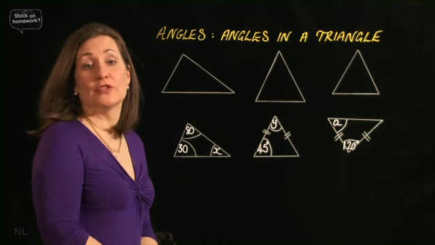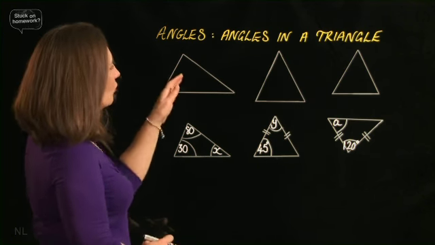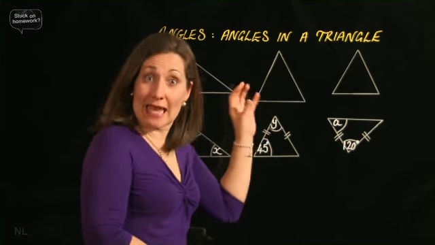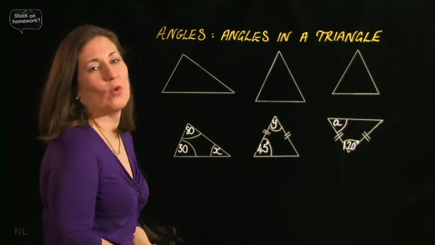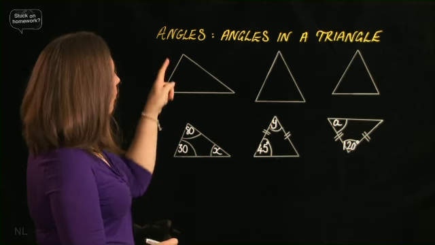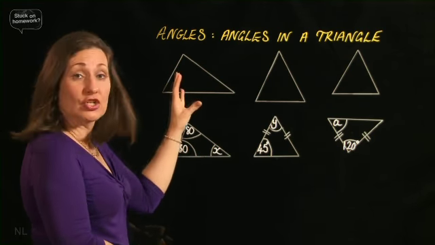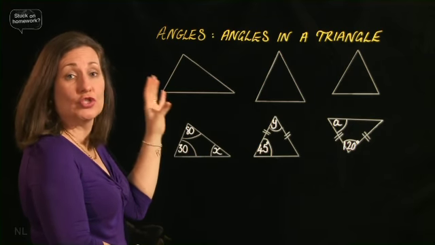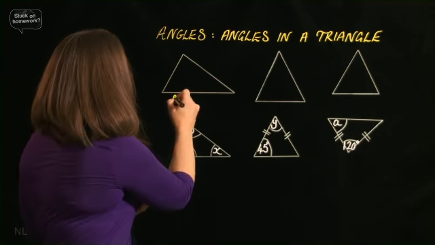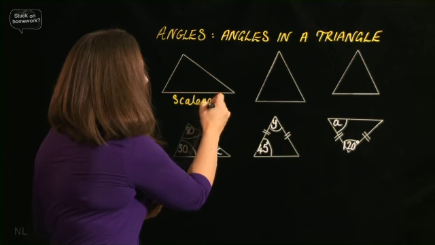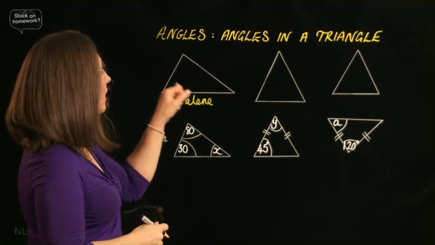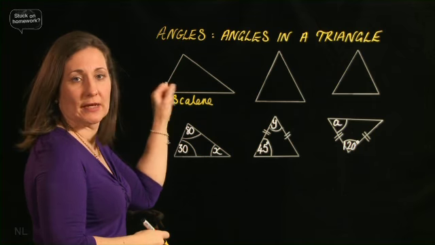Now let's have a look at angles in a triangle. I've got 3 triangles on the board and I'm going to tell you something about them. Let's have a look. I'm not telling you much here except that it's 3 sides. I've got no dashes, no angles, so we have to assume it's scalene. I've got a scalene triangle. Scalene has no sides the same, no angles the same.